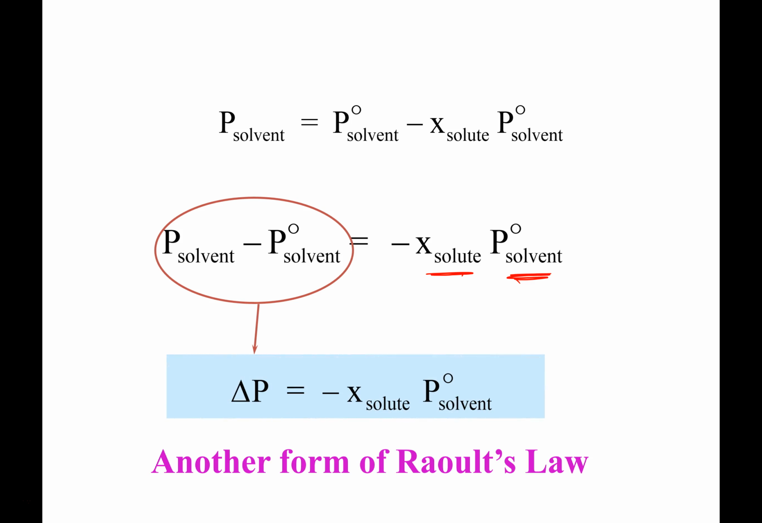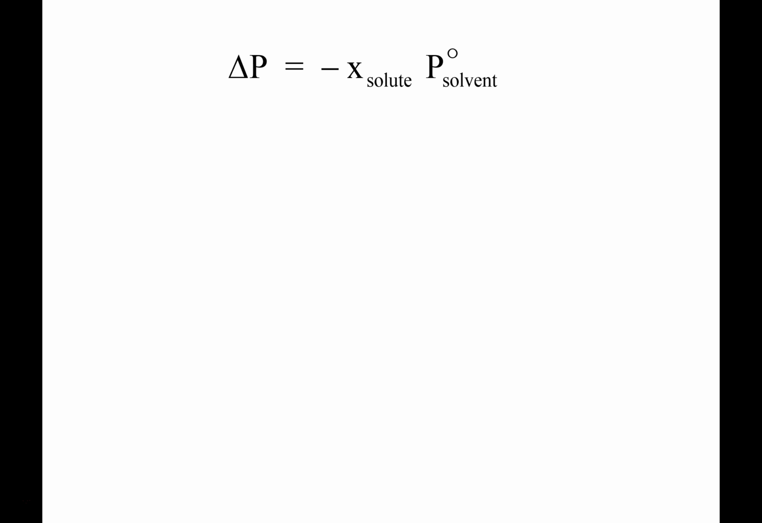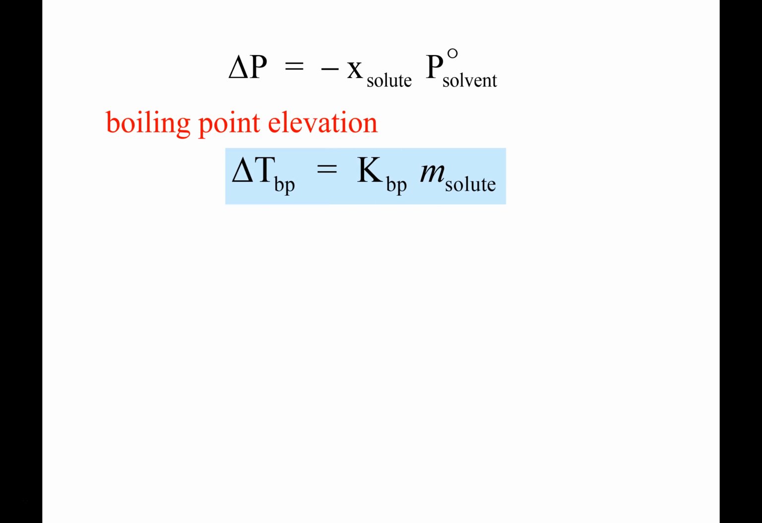And as it turns out, this change in equilibrium vapor pressure that we saw at 60 degrees a little bit ago for our benzene, that delta P is equal to negative mole fraction of the solute times the equilibrium pressure of the solvent in its pure state. That's just another form of Raoult's law. I like the name Raoult too. Well, we're getting close. We can take that a step farther and apply that specifically to the boiling point elevation and the freezing point depression.